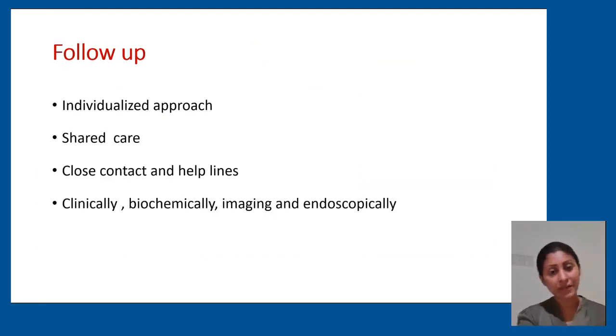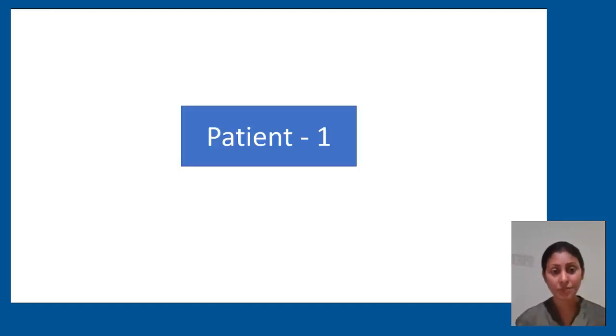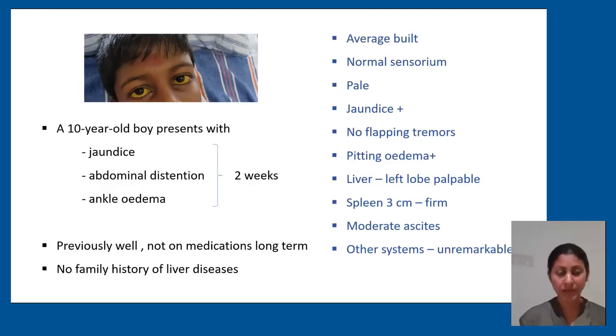So the first patient I would like to share is a 10-year-old boy who presented with jaundice, abdominal distension and ankle edema for 2 weeks. He was previously well and he was not on any long-term medications, and there was no family history of liver disease. You can see the examination findings. He was jaundiced, pale, had edema, and there was a left lobe palpable on examination with splenomegaly. He did have ascites.